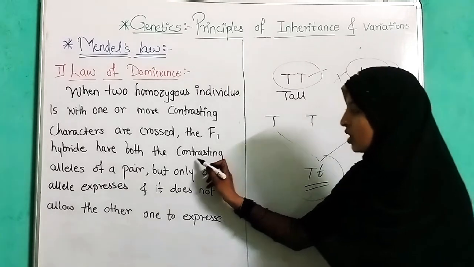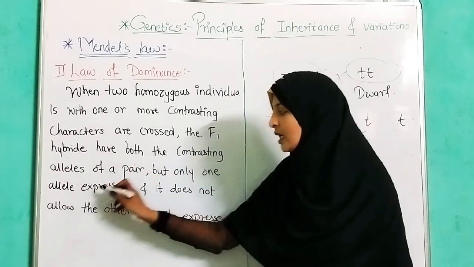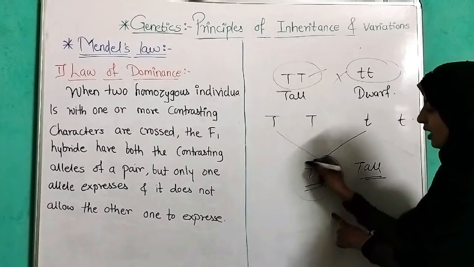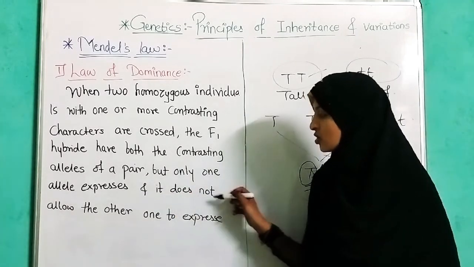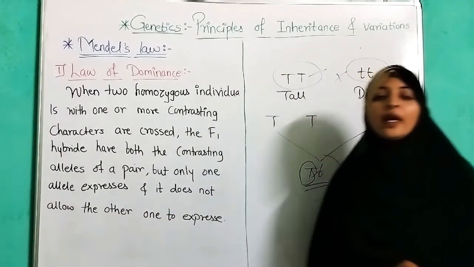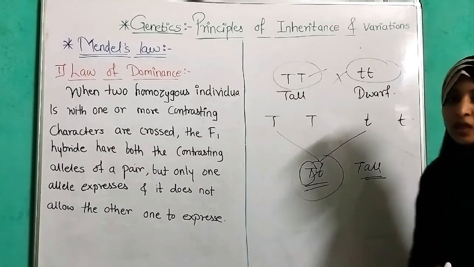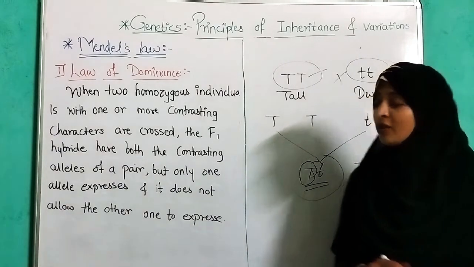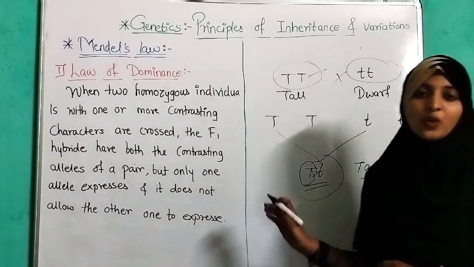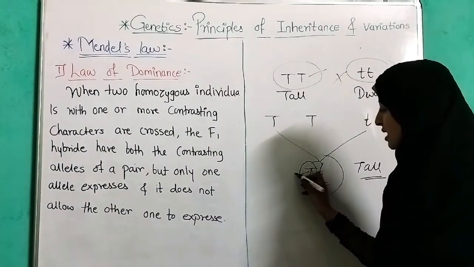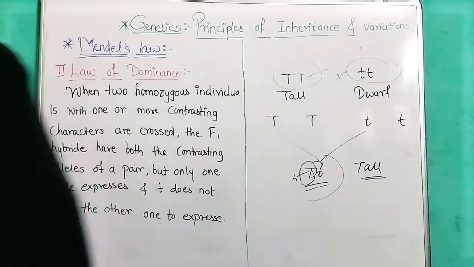Now see here, contrasting alleles of a pair, but only one allele expresses. Means we can tell here the capital T is expressed and it does not allow the other one to express. This capital T does not allow small t to express itself, and here the expression of tall is just because of the dominant trait, that is capital T. So we are going to see an example regarding it.